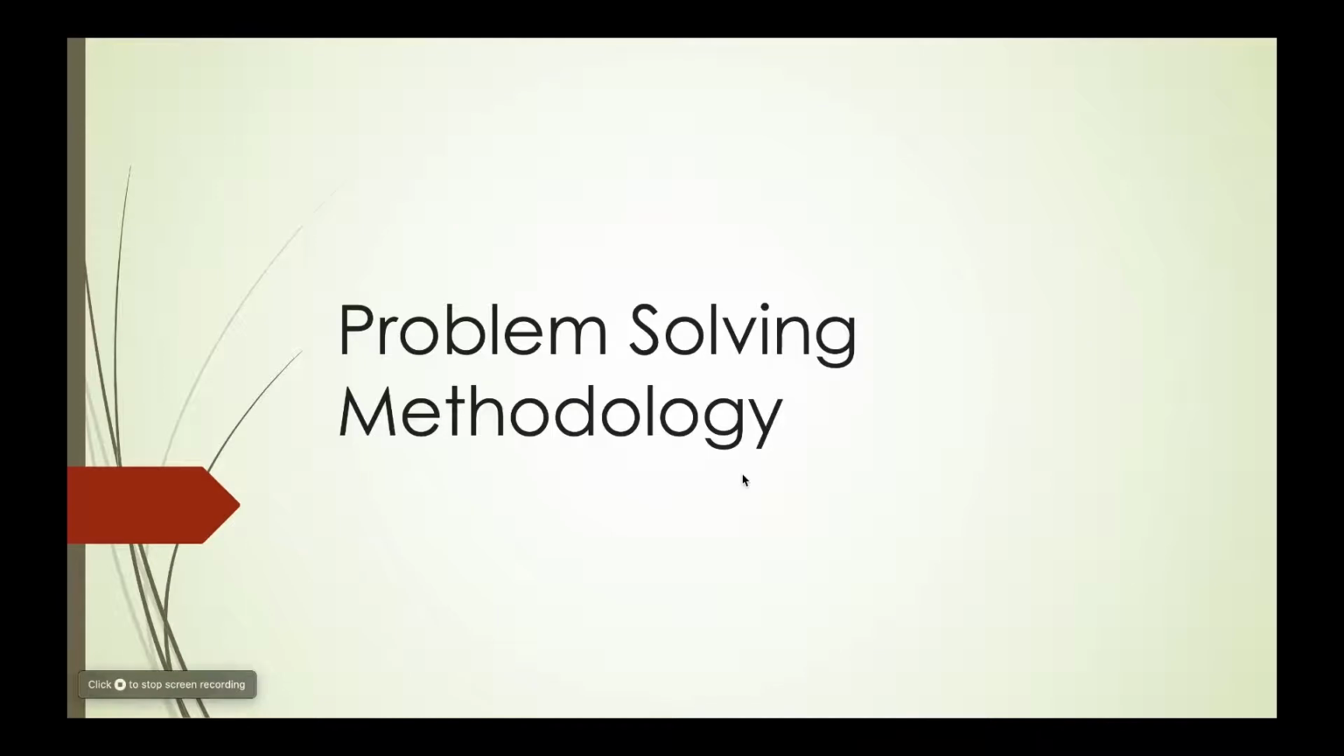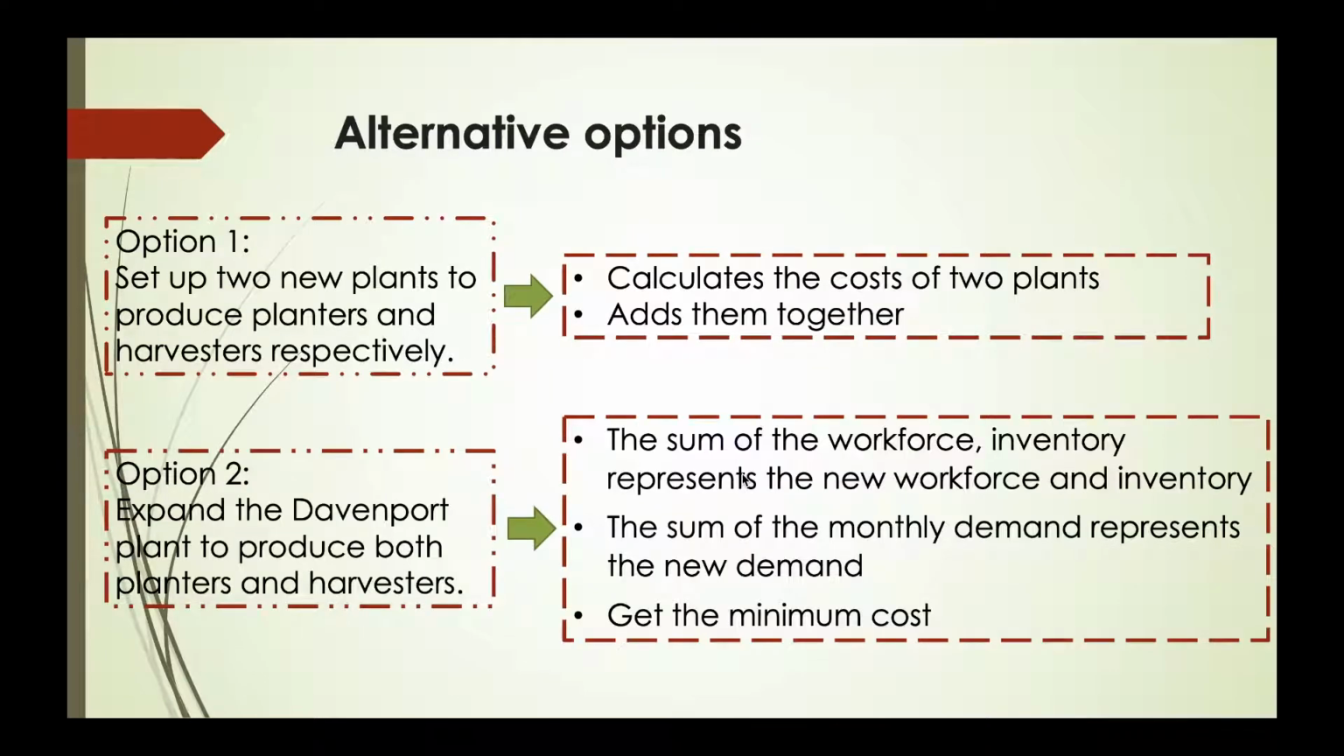My name is Yang Lu. The part I'm going to introduce is problem-solving methodology. As we mentioned before, there are two alternatives to help the company solve the current problem. The first option is to continue to use two separate plants to produce planters and harvesters respectively. The second option is to use a single plant to produce both planters and harvesters.